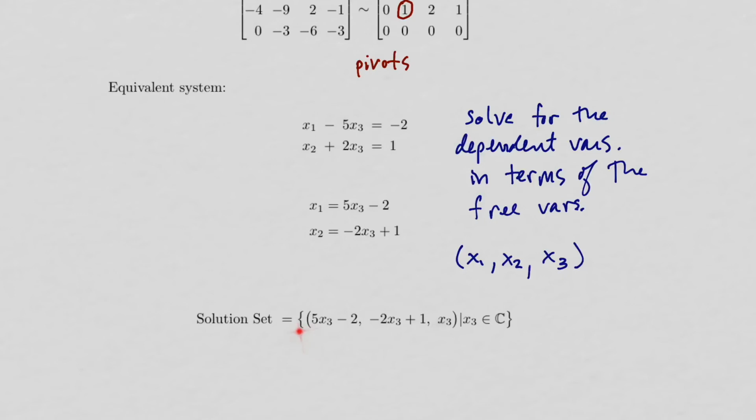The solution set is the set. The curly brackets mean a set. And then the parentheses describe the point. And the first coordinate is 5x3 minus 2. The second coordinate is minus 2x3 plus 1. And the third coordinate is just x3. The line here is read such that, that's set notation, and this funny looking E thing is the Greek letter epsilon, and it's read as "in," and that capital C in the strange font is the set of complex numbers.